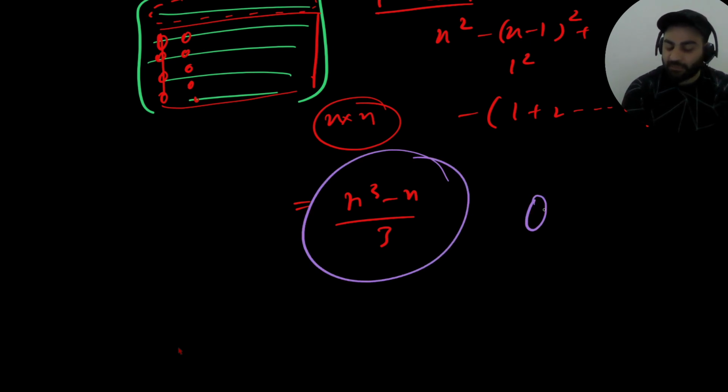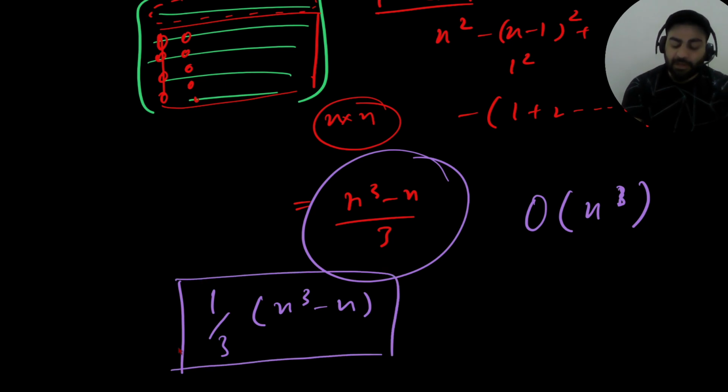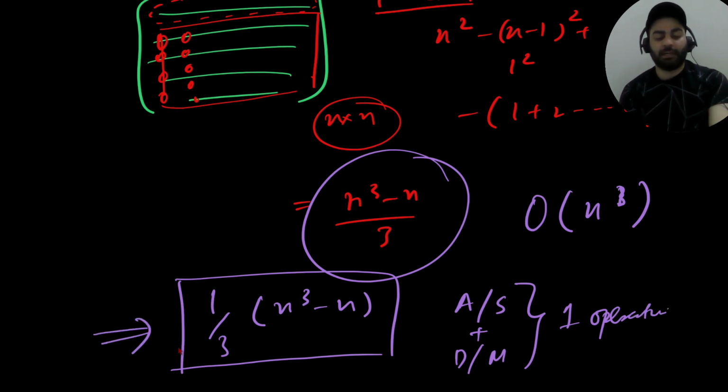So this algorithm is a cubic algorithm. If you ask for the exact count, it takes one third of n cube minus n operations, when I'm counting addition or subtraction plus division or multiplication as one operation. So this many operations it takes, and this is called the complexity.